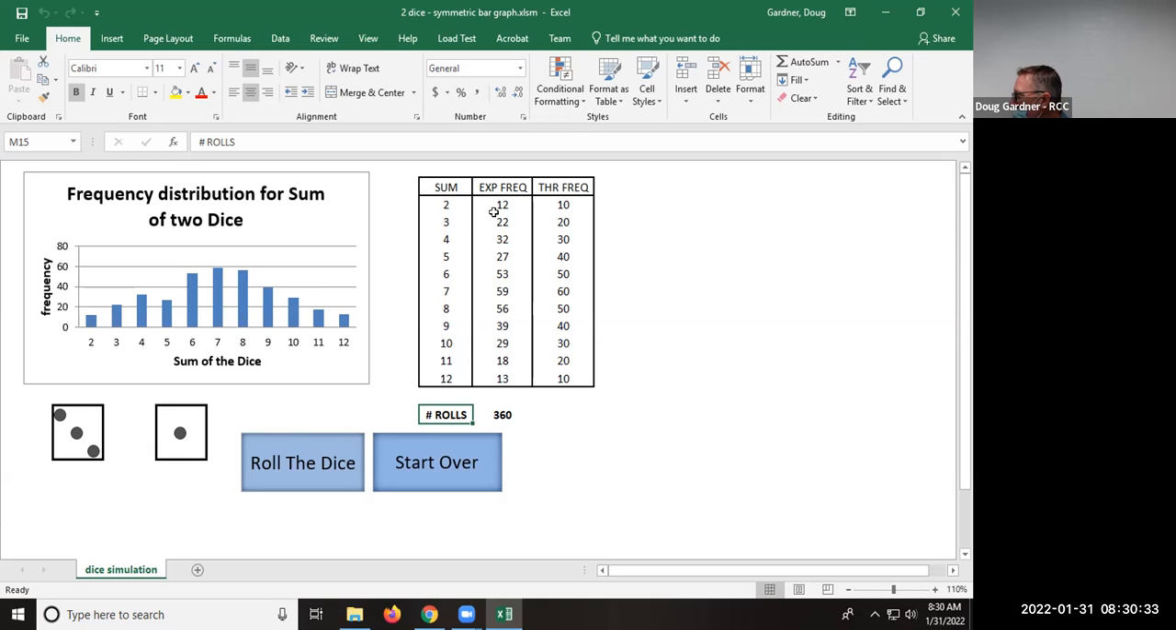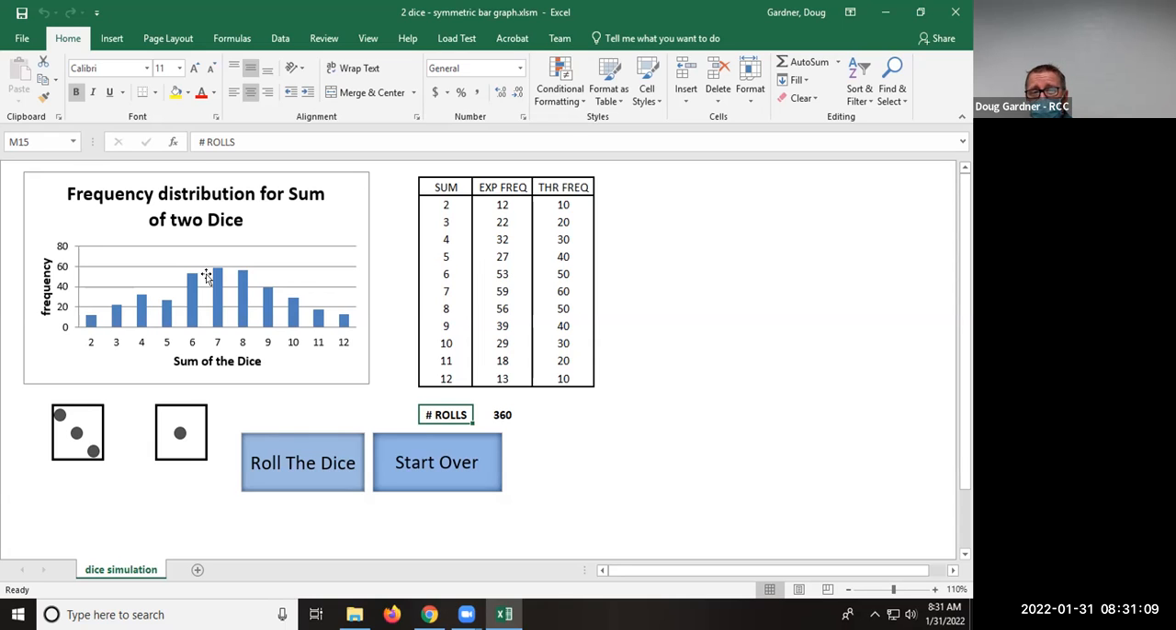Notice, though, when you experimentally do this, is that exactly what's going to happen? No, but it's close. So we expected 10, we got 12. We expected 20, we got 22. We expected 30, we got 32. Notice the 5s is a rather surprising one. We thought we would get 40 of them, but we only got 27. So that particular experiment, the 5s kind of lagged behind. That's the idea behind probability. Just because you kind of know what should happen, that doesn't necessarily mean that would happen. That's what's going to happen on a given day.